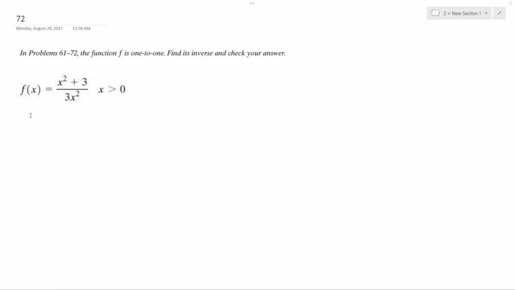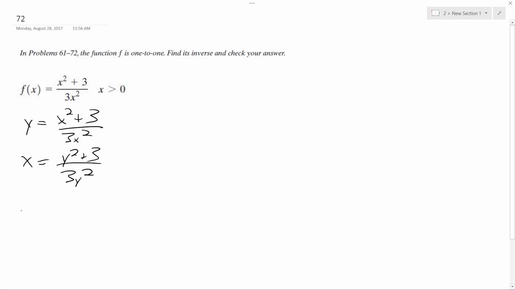Solving this problem, finding the inverse. So y is equal to (x squared plus 3) over 3x squared. Swap x and y, so we get x equals (y squared plus 3) over 3y squared. 3xy squared equals y squared plus 3.